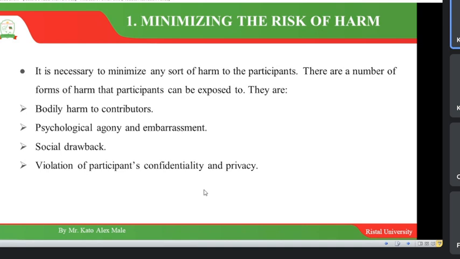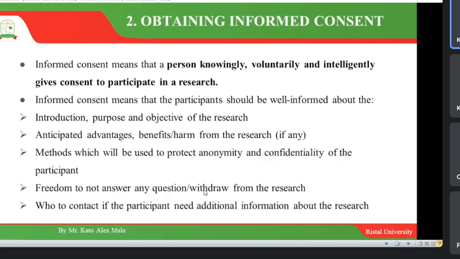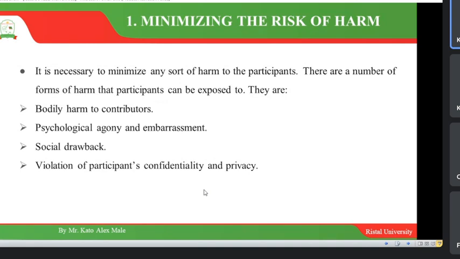Then another way is a social drawback. That is, aren't you going to just make them separated from their colleagues? Aren't you going to cause social isolation? This is all to do with mental health. So minimize the risk of harm. I have said social drawback. You try to minimize the way they are going to be engaged with their colleagues. Because at some point, when they go back to their colleagues, are they going to socialize well?